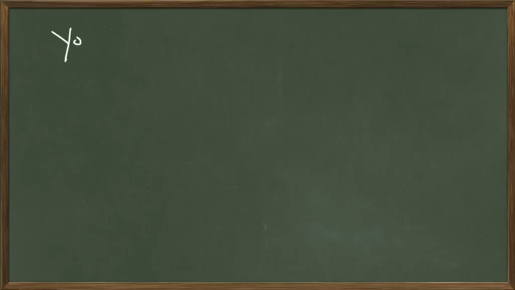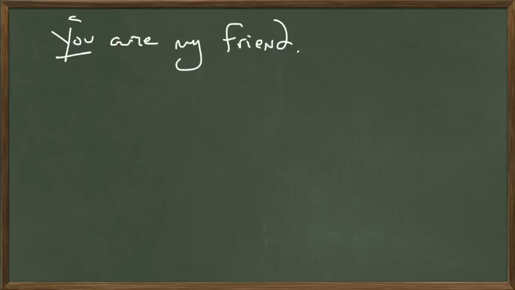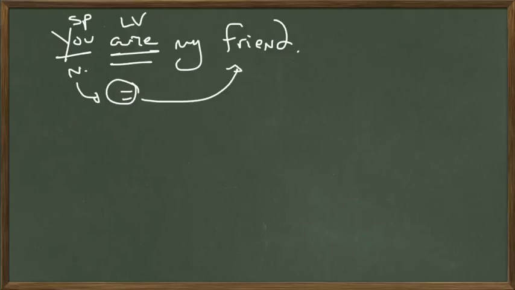So you are my friend. You are my friend. Which, of course, you are. Subject of the sentence, you. Subject of the sentence, it's a pronoun, nominative case. What are we saying? What's the verb? You are. Verb. It's a linking verb because we can replace are, in this case, with an equal sign. You equal what? You equal my friend.